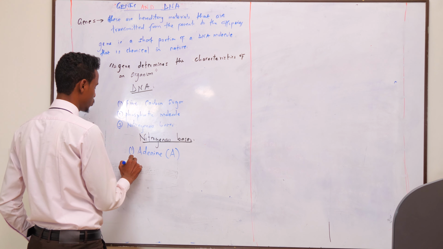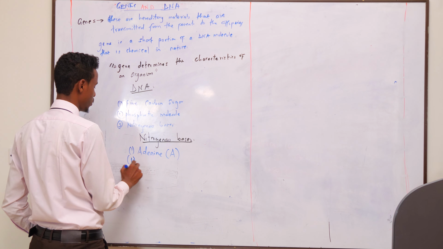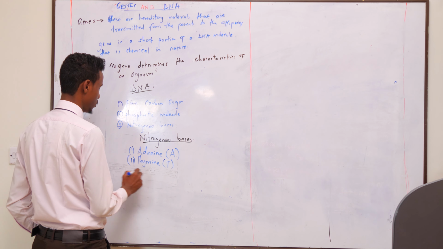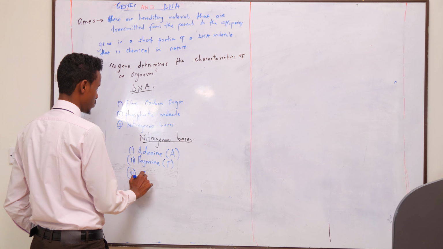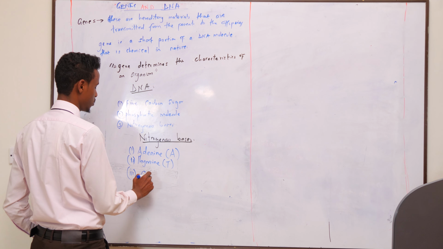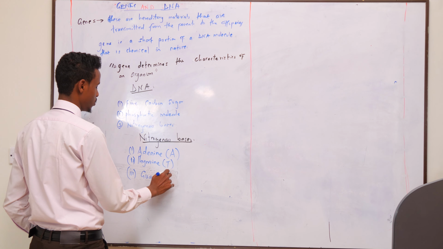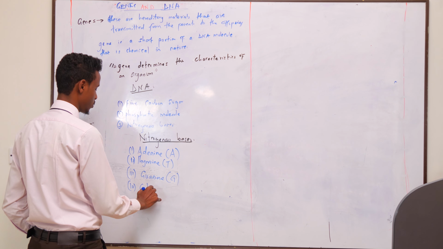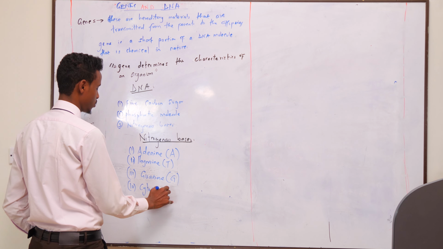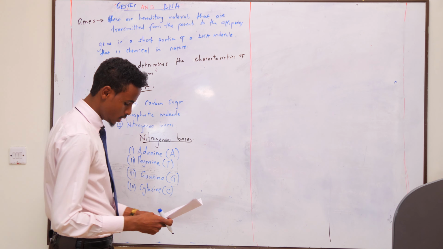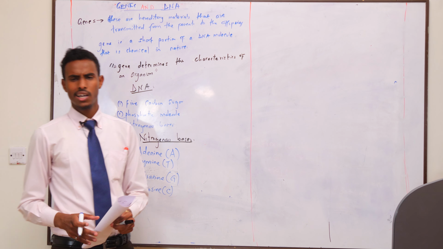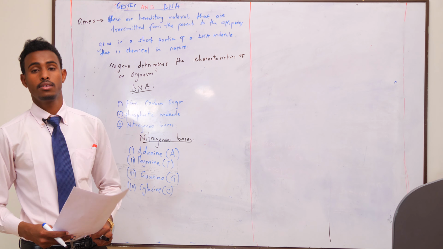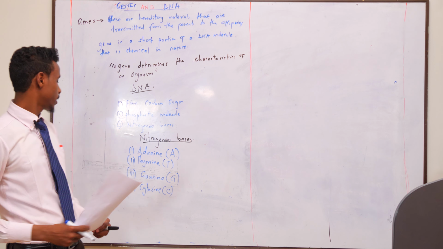A. You have 2, Roman 2, you have the thymine, in bracket T. Roman 3, you have the guanine, G, and lastly you have cytosine, C. Now, class, we said the nitrogenous bases are composed of the adenine, the guanine, thymine, and the cytosine.